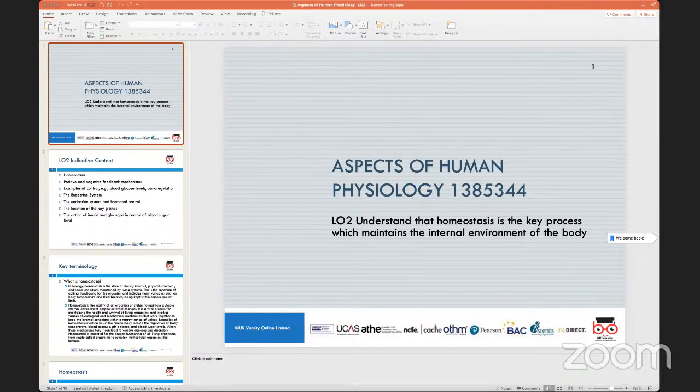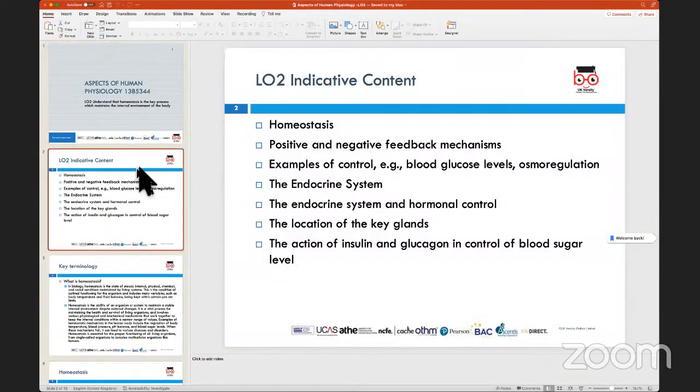Now, when we talk about homeostasis, what is homeostasis? When we look at the indicative content in learning outcome 2, this is the ability of an organism or an organism system to maintain internal stability and balance despite changes which are happening in the external environment.